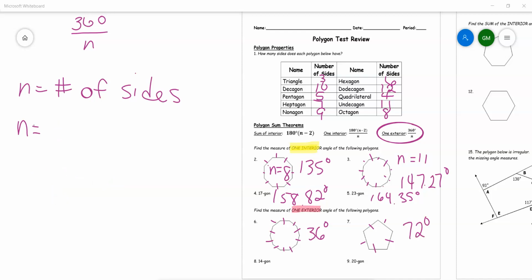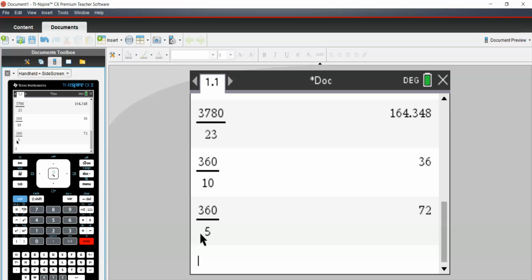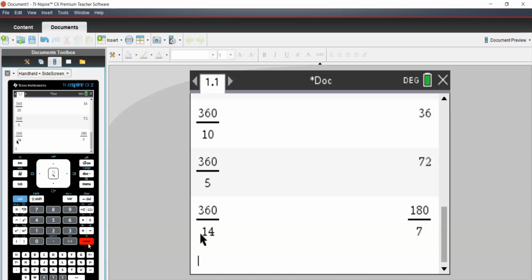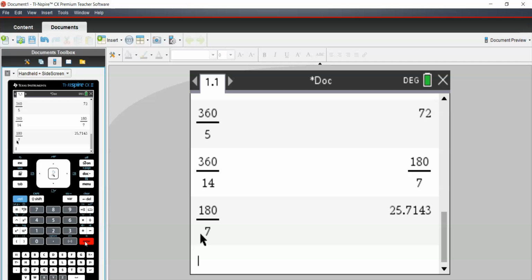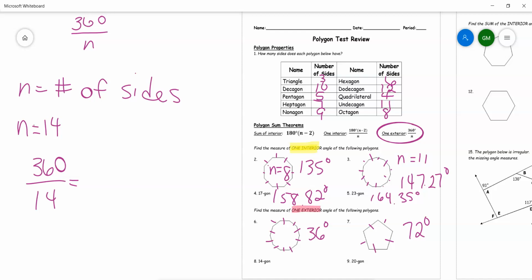All right, number 8 wants us to find the exterior angles of a 14-sided figure. So again, just 360 divided by n, which is 14 in this case. So again, 360 divided by 14. And that gives me 180 over 7. Let's get the decimal. We get 25.714, so 25.71.